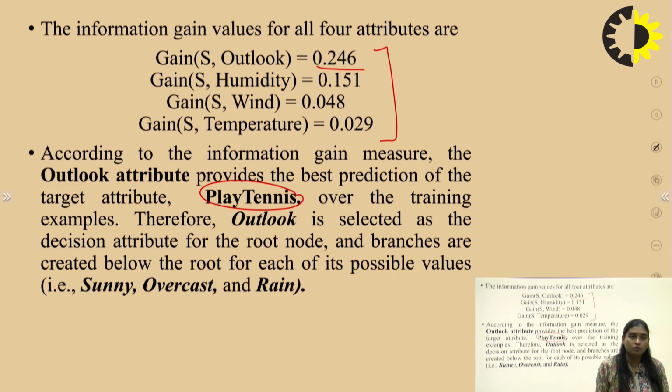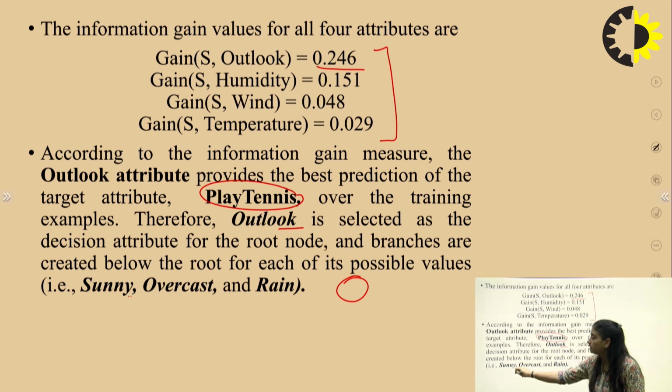And out of the 4, first we need to decide which particular attribute I should put on the top, or the root node we can say. So here, on the basis of the values, I select outlook because of its highest value, and then the branches are created below the root for each of the possible values. Its value can be sunny, it can be overcast, and it can be rain. So this is the one iteration.